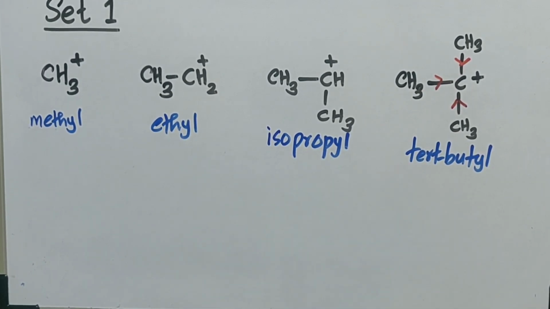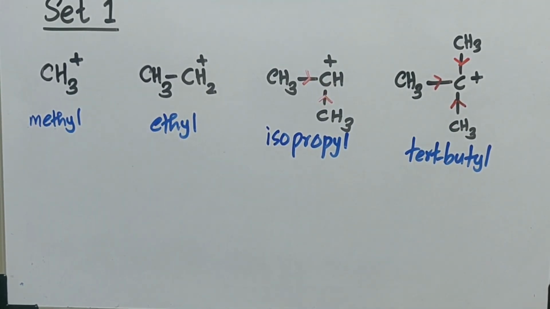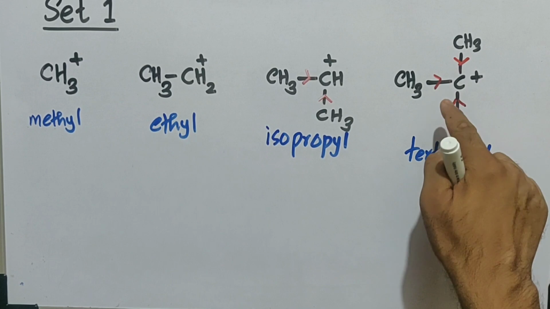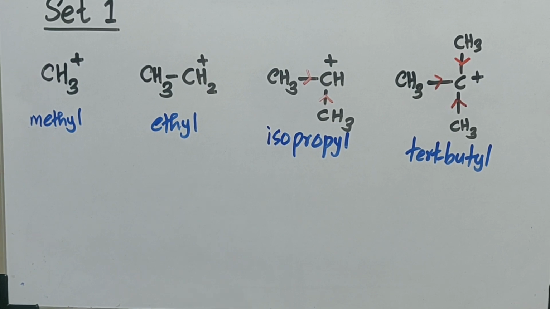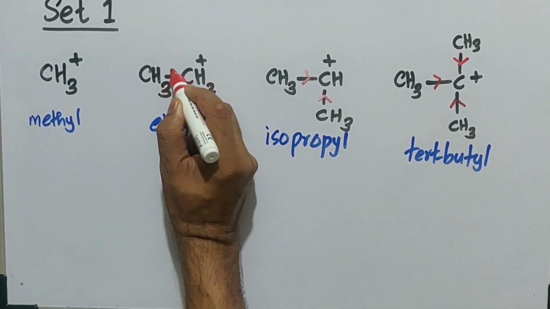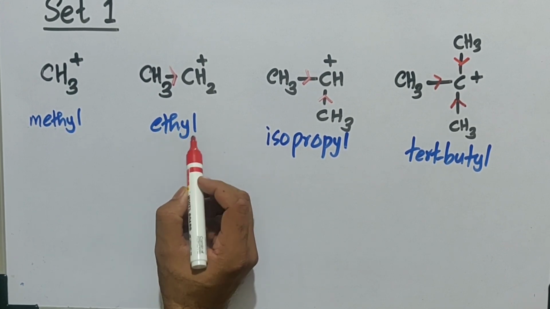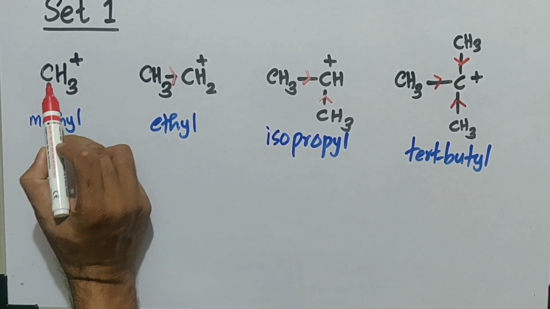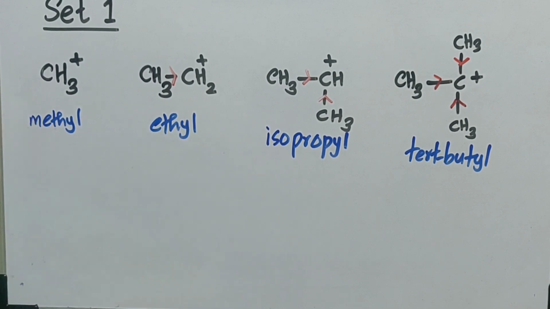Isopropyl carbocation contains two methyl groups directly attached to the positively charged carbon, so its positive charge also decreases, but compared to this, the positive charge will be higher on this carbon. Now the next one is ethyl carbocation. Only one CH3 group is attached on the positively charged carbon, so the positive inductive effect will be less in this case. In methyl carbocation, there are no plus-I groups attached on this carbon, so there is no inductive effect in this carbocation.